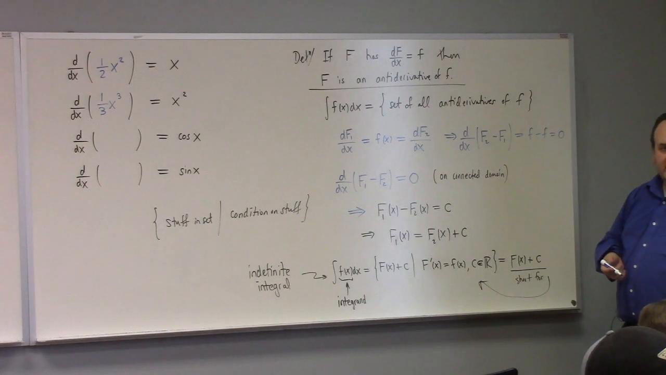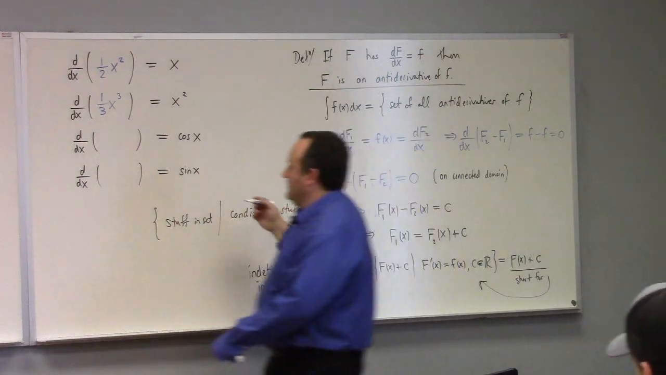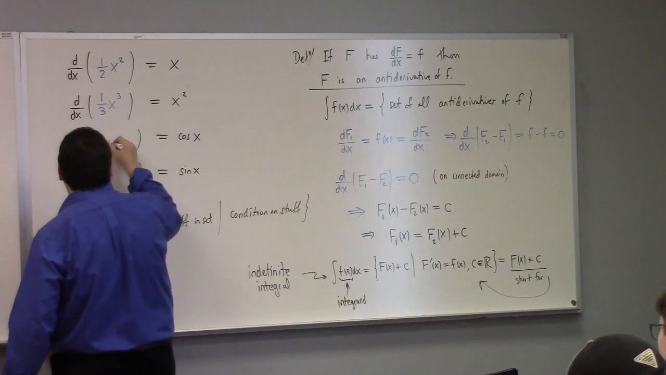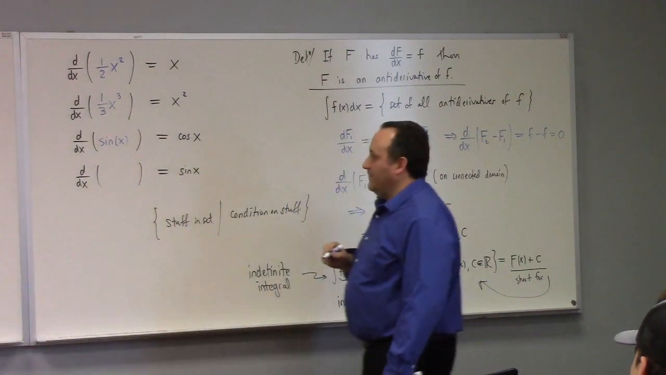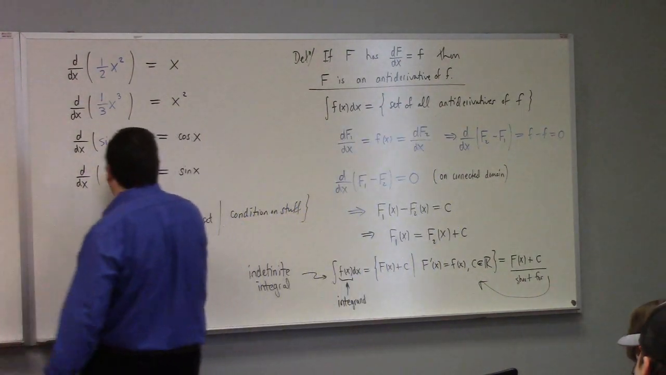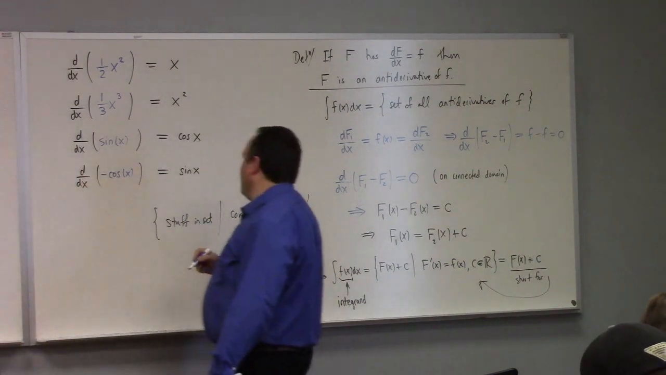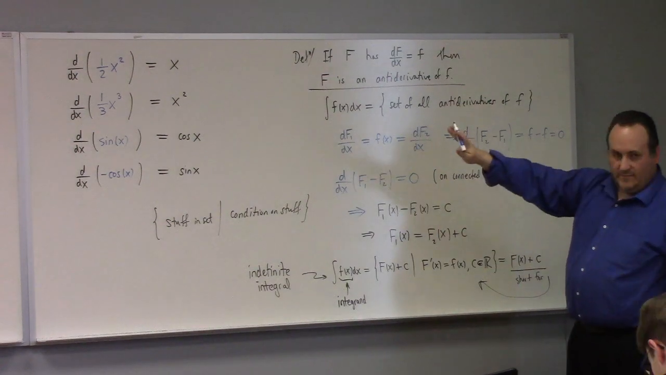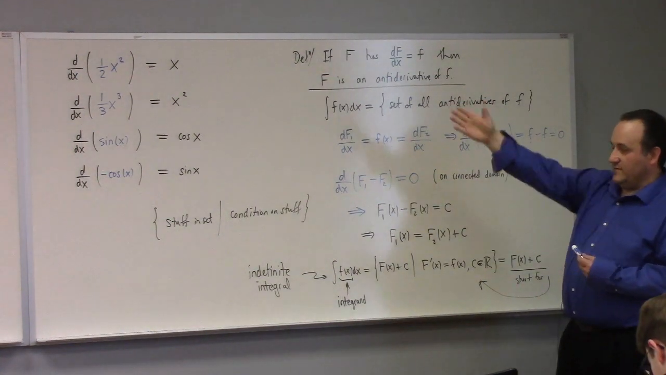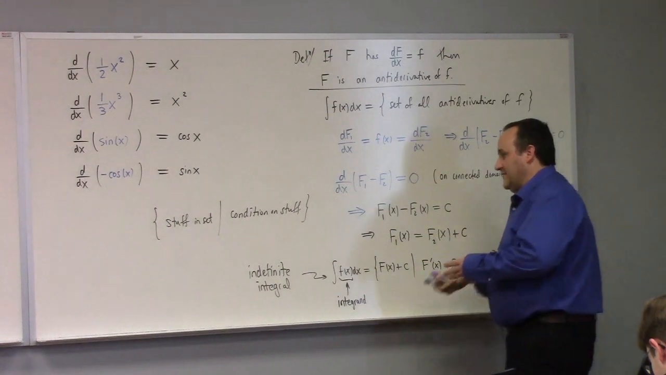What can I differentiate and get cosine? Sine. All right. Well, that was easy, wasn't it? What can I differentiate and get sine? Minus cosine. Hey, you're doing better than my friend. All right. So now that these are 4 antiderivatives, what are the corresponding indefinite integrals?